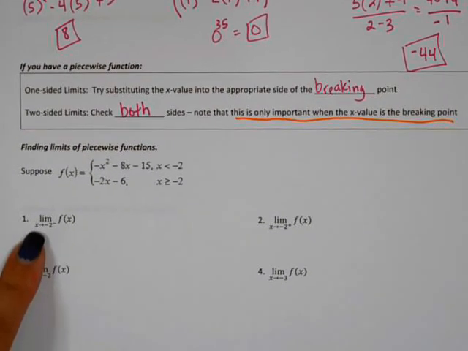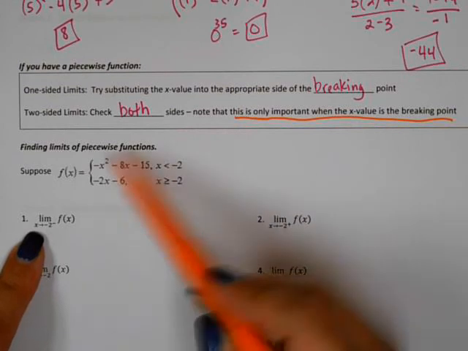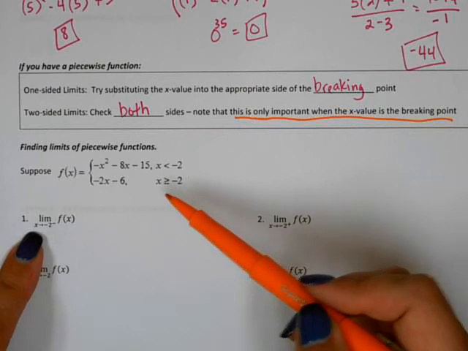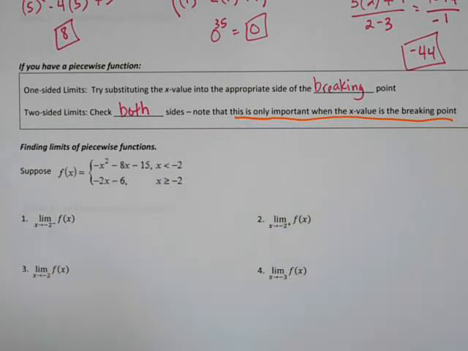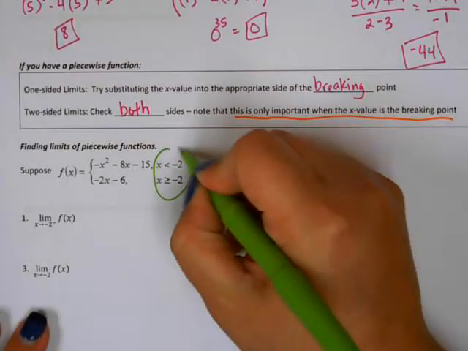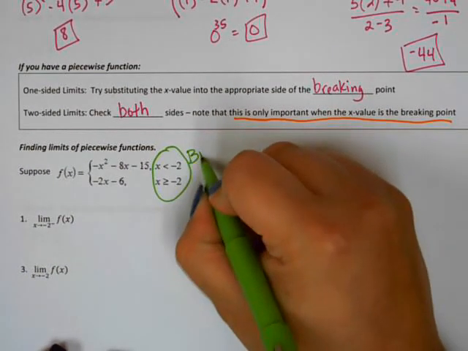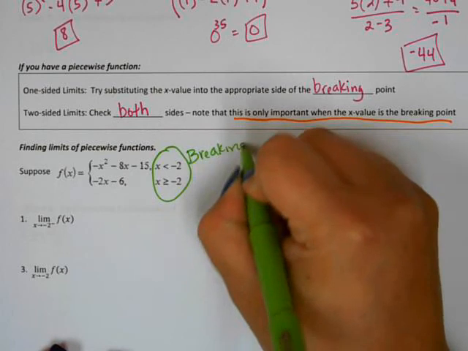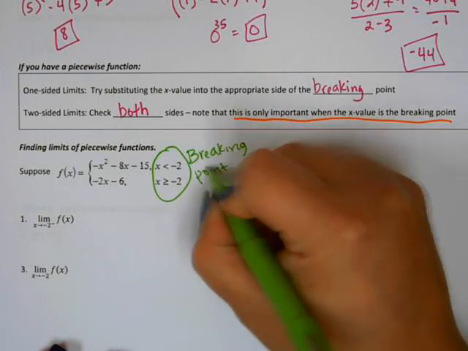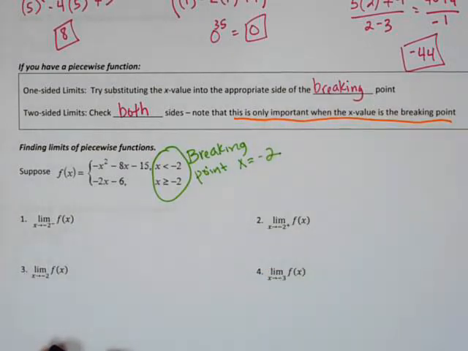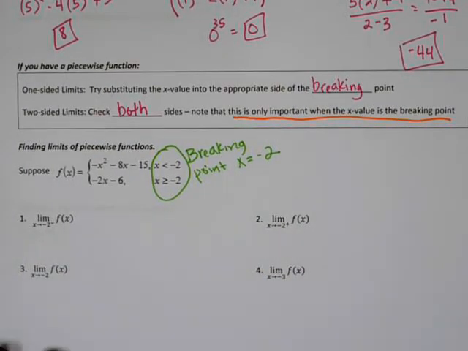So let's first look at our piecewise function. We've got a parabola when x is less than negative 2, and we have this line when x is greater than or equal to negative 2. When we look at this one, we can clearly see that the breaking point is at x equals negative 2. That's where we have an issue. That's when we potentially have a problem with our graph.